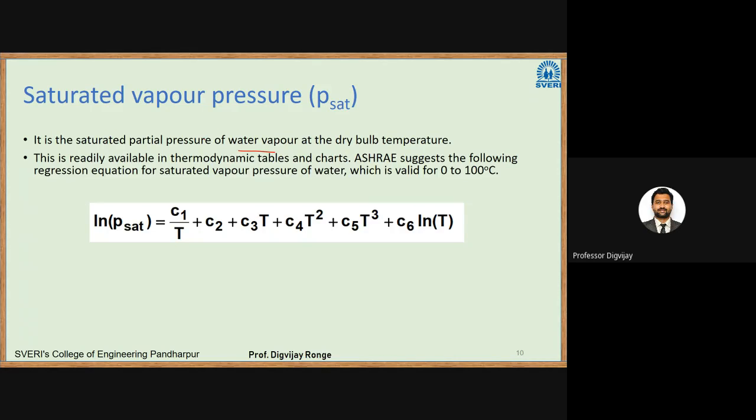We have seen this formula for saturated vapor pressure. In the last lecture, I showed you how to represent this formula in an Excel file. I'll just quickly show you what I'm saying, so those who are new can relate to this.